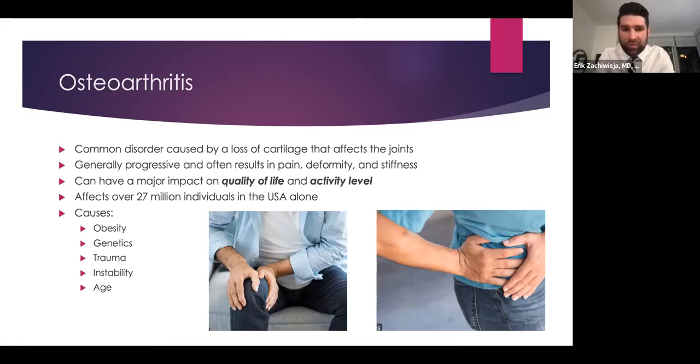I'm sure most of the people on this talk either themselves or know somebody who is affected by osteoarthritis. It affects over 27 million individuals in the United States alone. So it is extremely common, and it can have quite a major impact on both quality of life and patients' ability to perform activities of daily living, meaning things that they require to do on a daily basis, as well as activities that they enjoy doing. It really can significantly impact patients and their ability to live a happy, healthy lifestyle.